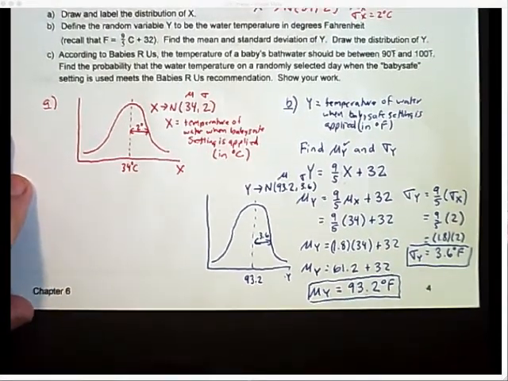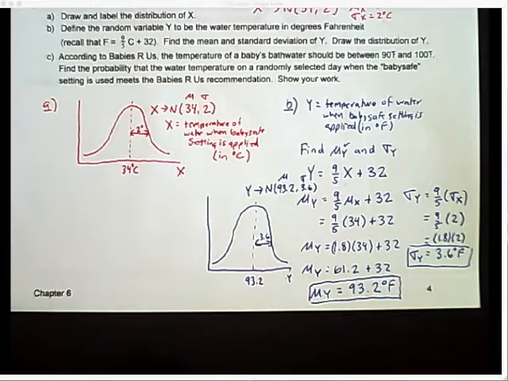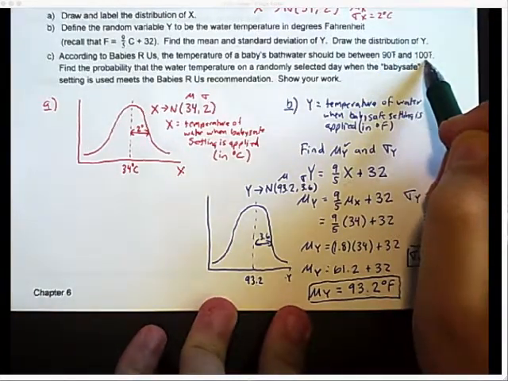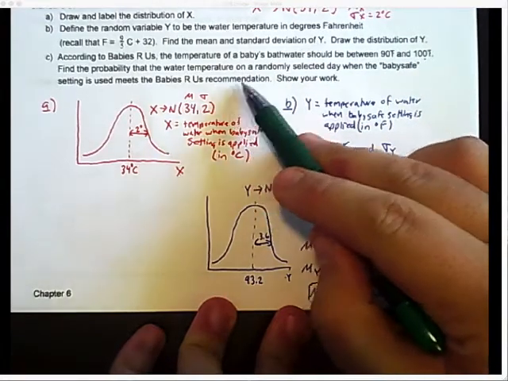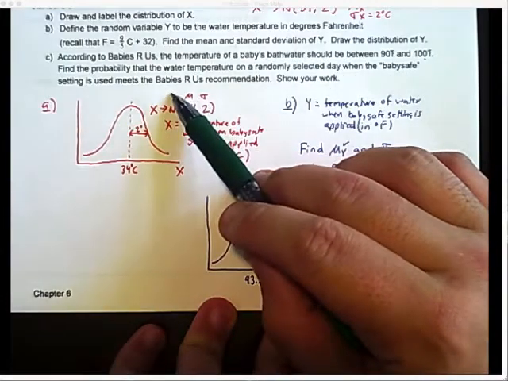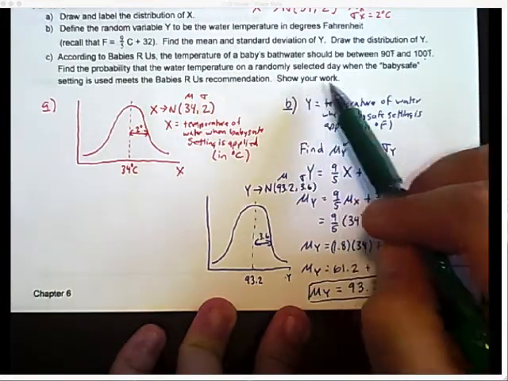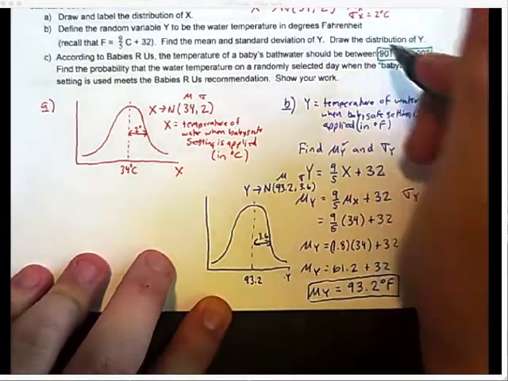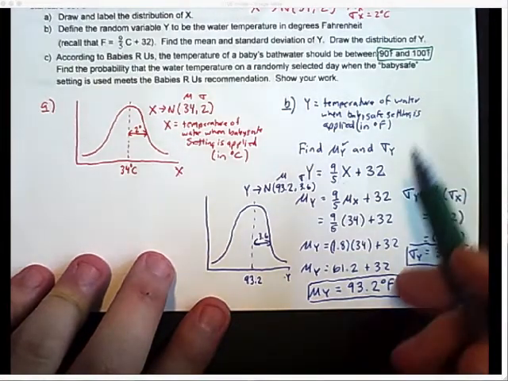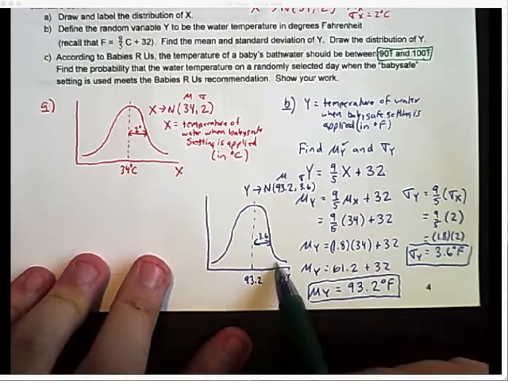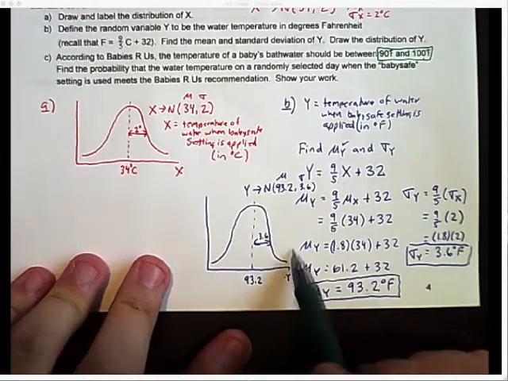All right, so part C. It says, according to Babies R Us, the temperature of a baby's bathwater should be between 90 degrees Fahrenheit and 100 degrees Fahrenheit. Find the probability that the water temperature on a randomly selected day when the baby safe setting is used meets the Babies R Us recommendation. Show your work. So this is given to me in degrees Fahrenheit. So when I'm using the baby safe setting, here's my distribution of water temperatures in degrees Fahrenheit. So I should be using this one right here.